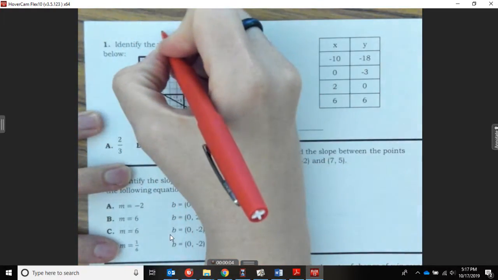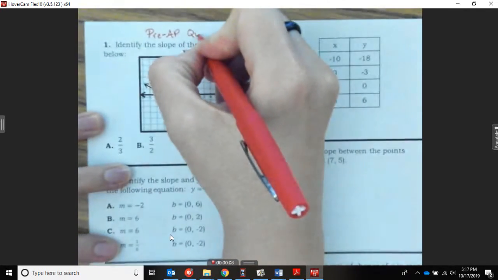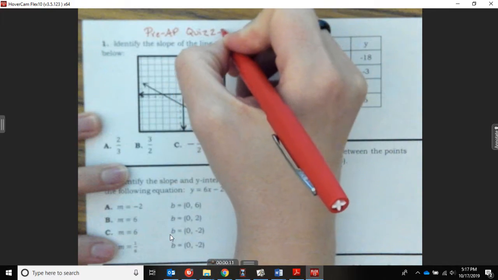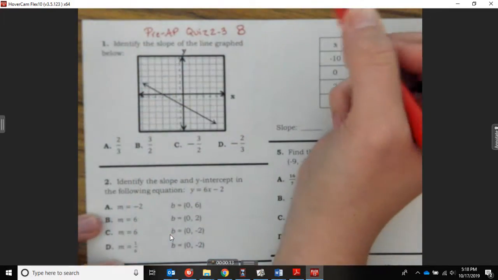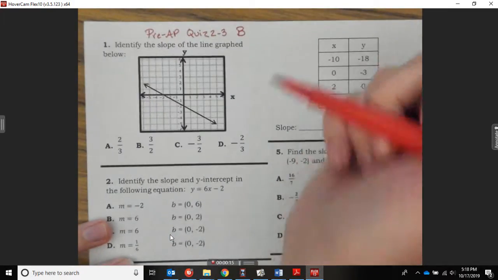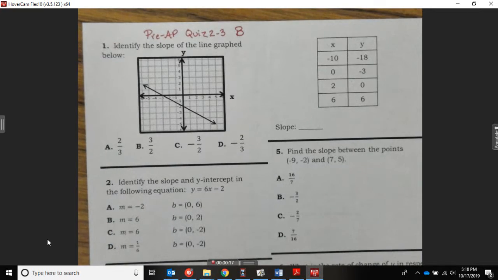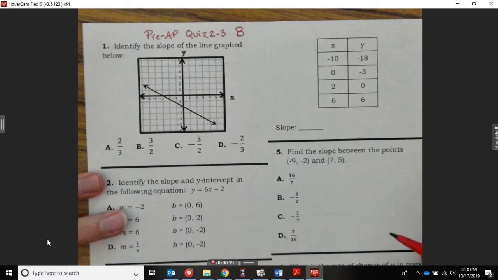Okay, this is quiz corrections for pre-AP. Quiz 2-3B. And this is the one that kind of printed weird. So if you have that one, then you're on the right quiz video. Number 1, identify the slope of the line graphed below.